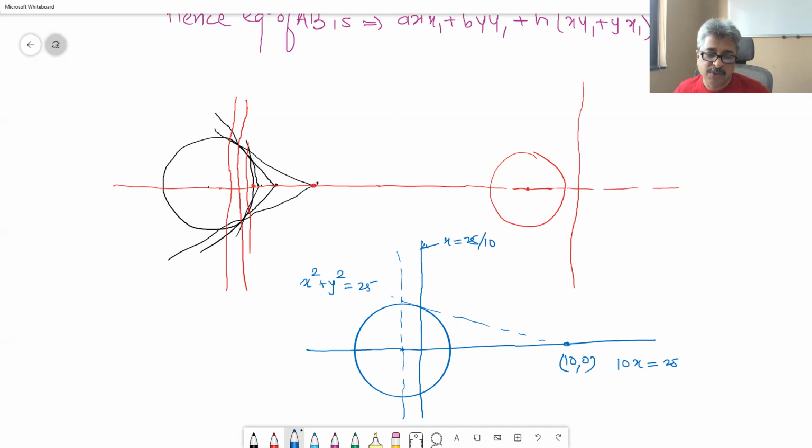Radius of this circle is 5. Therefore, this line x = 25 by 10 is less than 5. Therefore, the line intersects the circle. Okay. Now let us make it half.